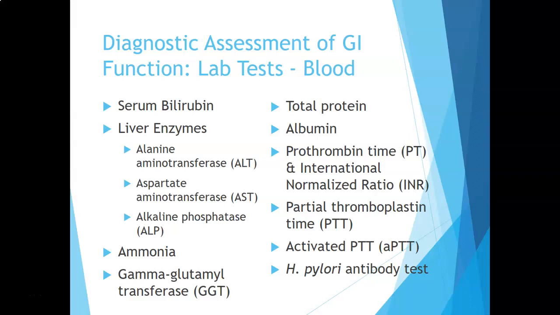Ammonia is a product of protein metabolism. We might test for this in order to support a diagnosis of severe liver disease with encephalopathy, which we're going to talk about later. What else do I want to talk about here? Albumin is going to be another one. We might do this test to look for altered protein metabolism. We'll talk a little bit about albumin, I think, later on.